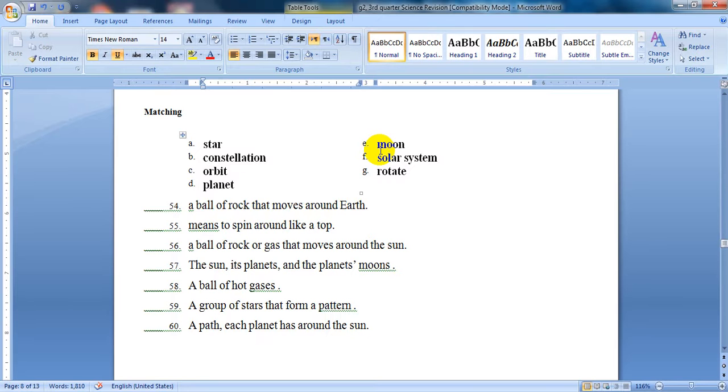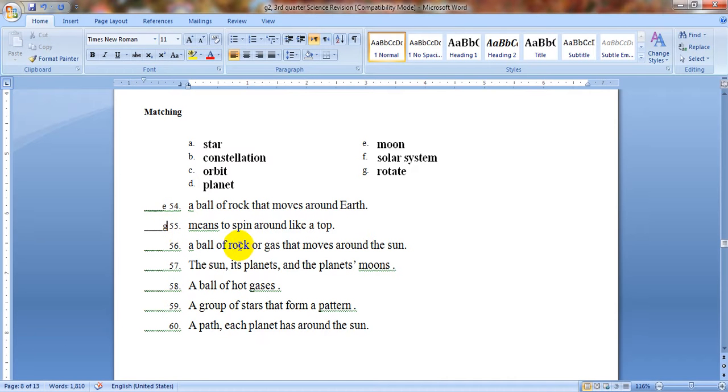The moon is a dark ball of rock that moves around Earth. It doesn't have any light. It takes its light from the sun, then reflects it on Earth. So the answer here will be letter E, moon. 55. To spin around like a top. What does it mean to spin like Earth or like a top? It means rotate. Rotate means to spin or move like a top. So it's letter G.